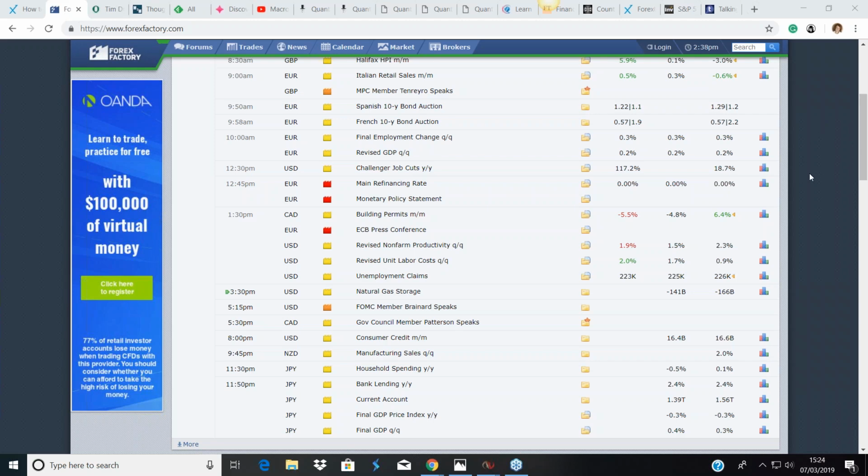So before we look at the charts, I just want to double check here. I've got Forex Factory up. As we can see here, there's nothing terribly exciting in terms of news. And it's an NFP tomorrow, so for the rest of the trading session, we're not going to be impacted by important items of fundamental news.